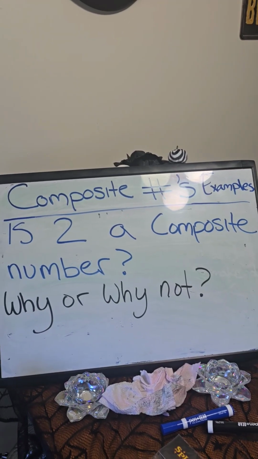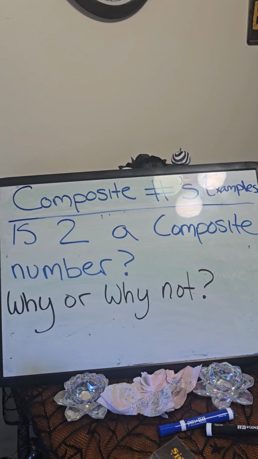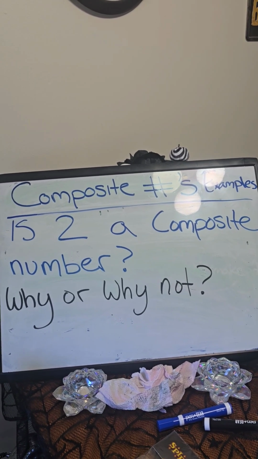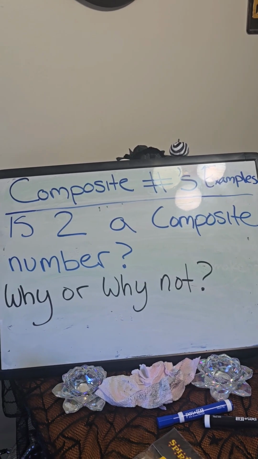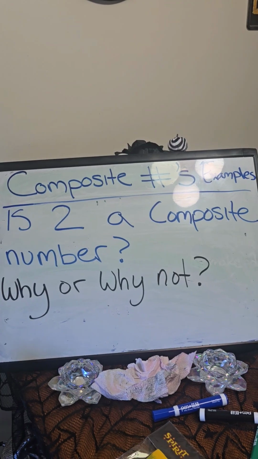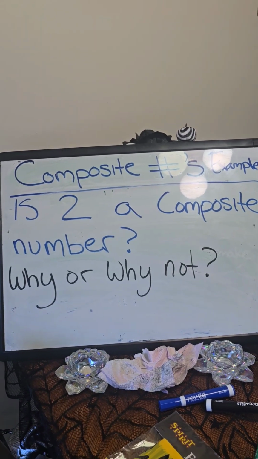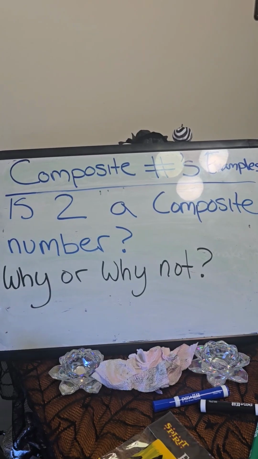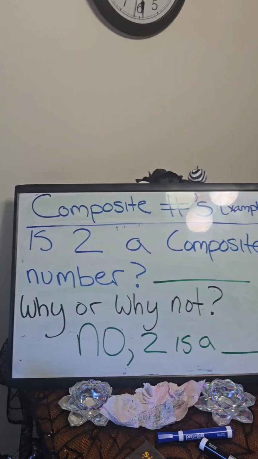I want you to take a few moments, go back on your notes if you must, on what are our rules of prime numbers and what are the rules of composite numbers that we just went over, and try to answer this question, and then we'll go over it. Is 2 a composite number? Why or why not? Take a few moments to answer this and we'll go over it.